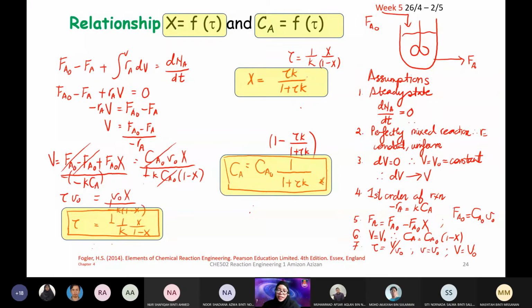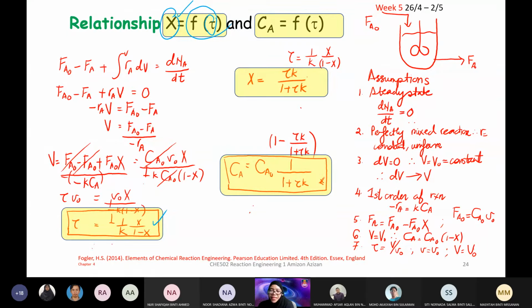Now we are also going to express tau in terms of conversion. So how do we do that? The conversion in terms of tau; the other way around also can. Knowing tau, which is the space-time, what is the conversion?